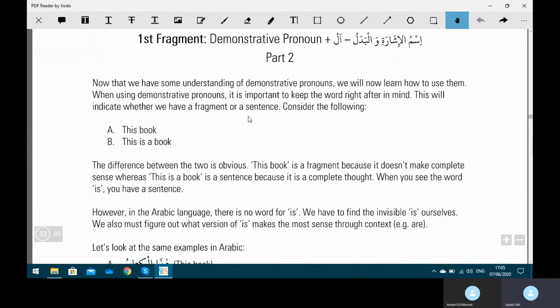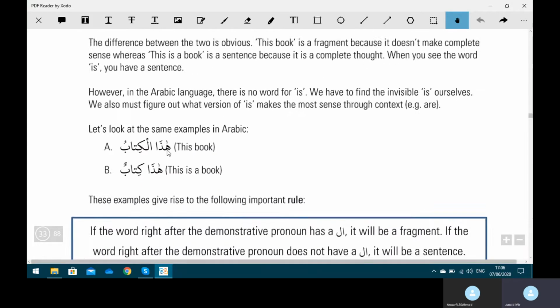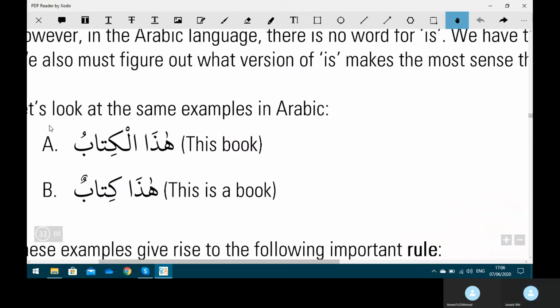Okay, and that was just talking about the demonstrative pronoun. Part two, this one here, talks about how to use it to make a fragment. The way you do that is you use an ismul ishara, a demonstrative pronoun, and the word after that you put alif lam in front of it to make a fragment. So for example, if you look at this, in A, it means hadal kitabu.